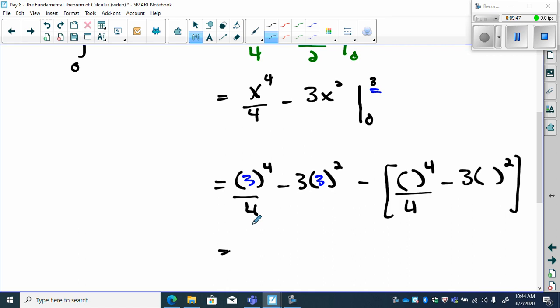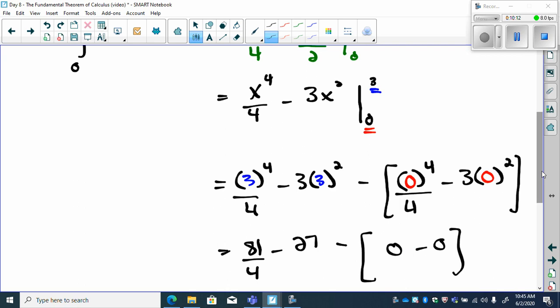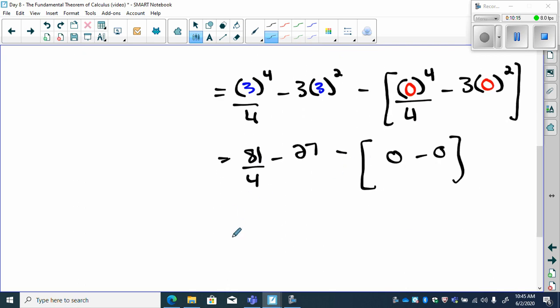This piece will equal, well, 3 to the 4th, that's 81 over 4. 3 squared is 9 times 3, that's 27. Minus, then in these brackets, I'm filling in my a value, 0. I think you would agree that 0 to the 4th is 0, divided by 4 is 0. 0 squared is 0 times negative 3, that's 0. So in these brackets, 0 minus 0, I've got nothing. So essentially, I have 81 over 4 minus 27.